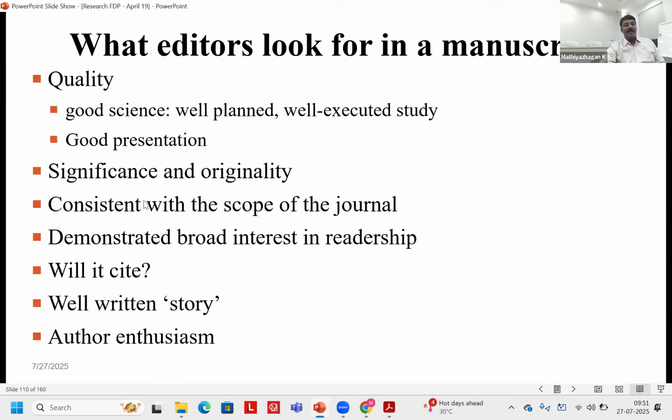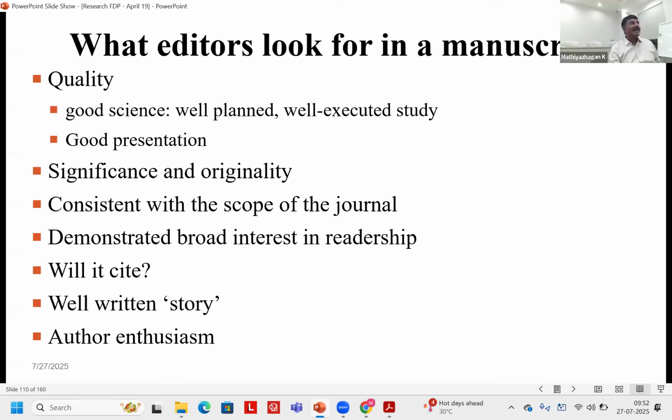What about the fourth one? Demonstrate the broad interest in readership. Okay. The readership means who? Researchers, faculty, anybody. You have to ensure they read. They have to feel comfortable reading your papers so that it is easy to understand. Easy to understand means easy to understand your contribution.